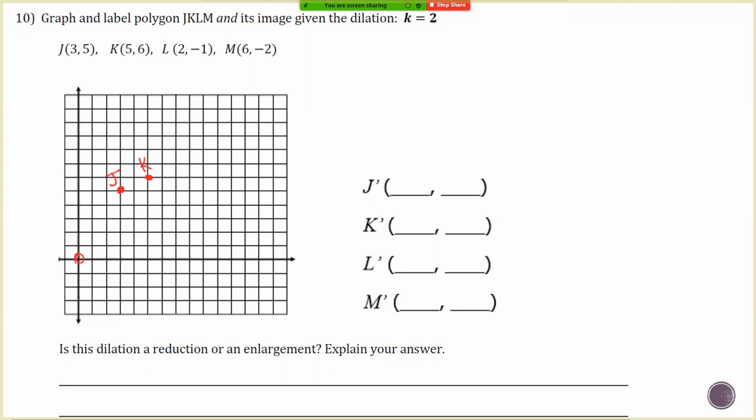So if it's minus, we just go downwards instead of upwards? Yep. You got it. So for the next one, letter L, we're going to 2, negative 1. So I'm going right 2, down 1 because it's negative. And then I'm going to label it L. And then letter M, I'm going to 6, negative 2. So I'm going right 6, down 2, and I'm labeling that M.